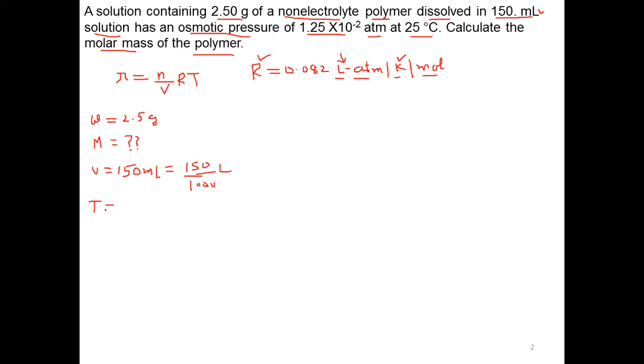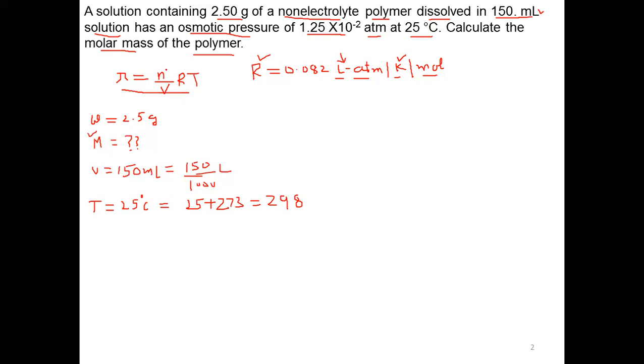Now temperature is given. Temperature is 25 degrees Celsius. We have to convert it into Kelvin. So how to convert degrees Celsius into Kelvin? By adding 273. So it is 25 plus 273. It comes out to be 298 Kelvin. So this much data we are given. Now we have to put all these values in this formula and calculate M.